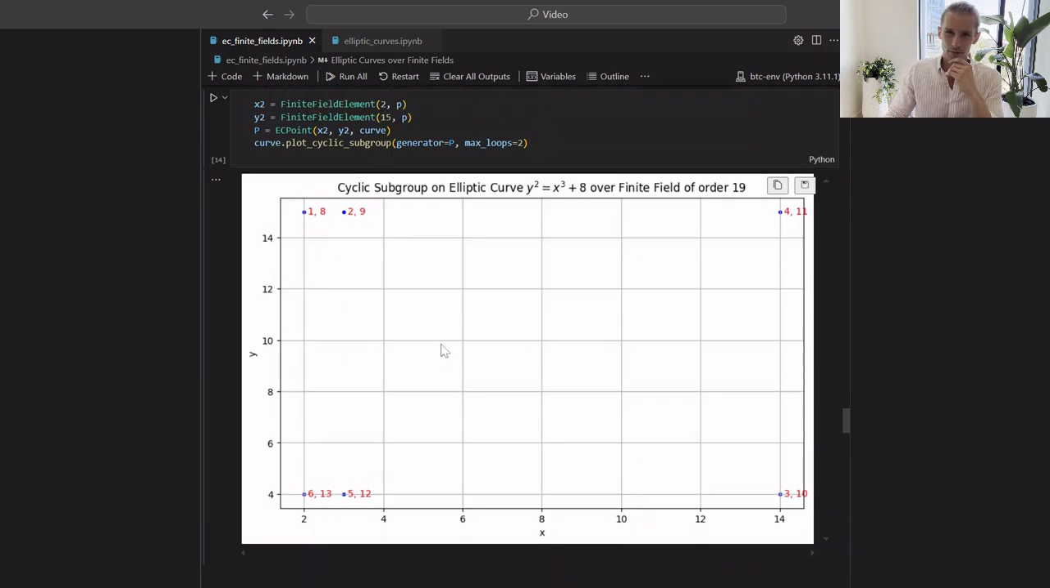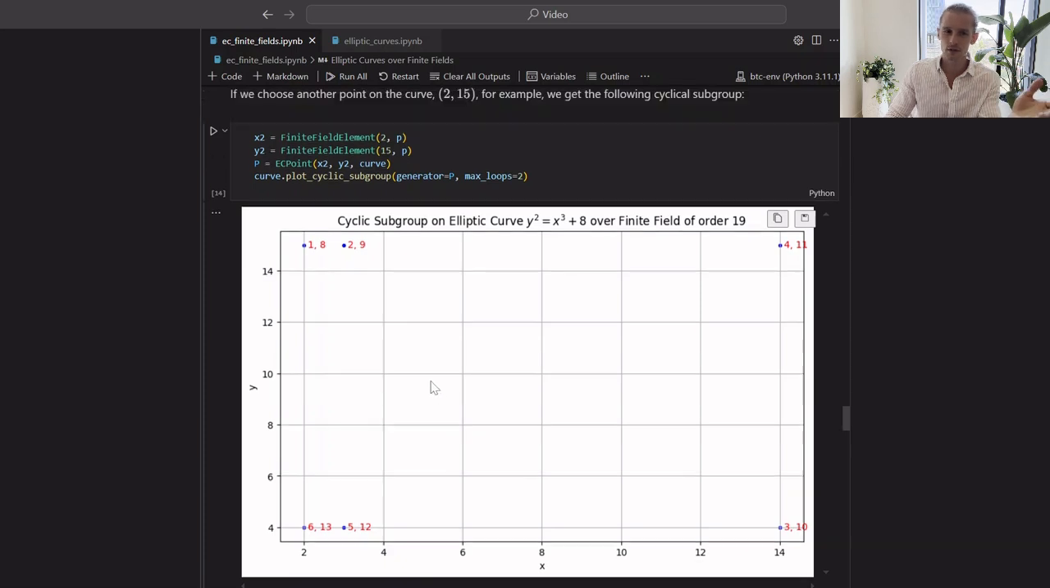But that's really interesting, because now, depending on which point from the original elliptic curve we chose, if we point multiply it with increasing integers, we can only generate a subgroup of all of the points that we had on the entire elliptic curve over the finite field that we started with.